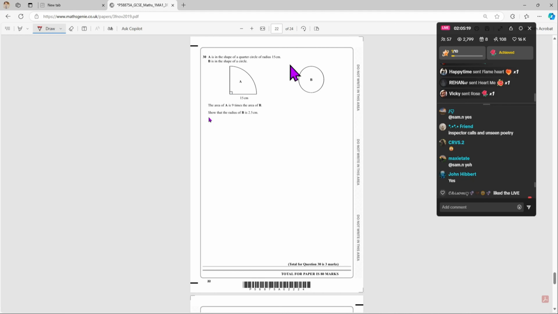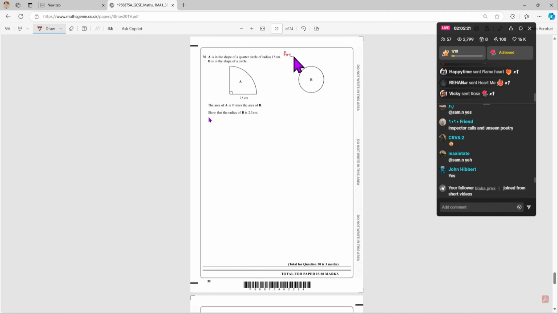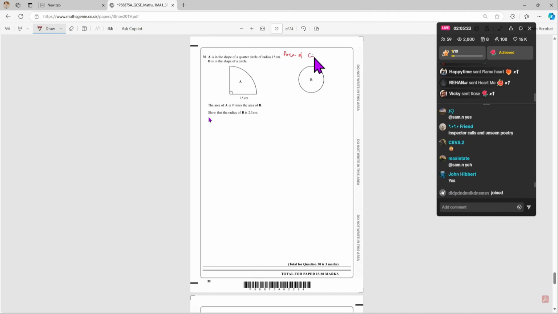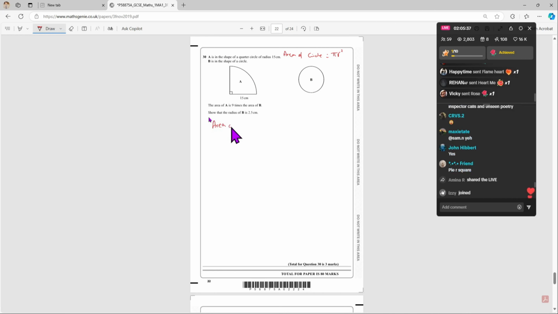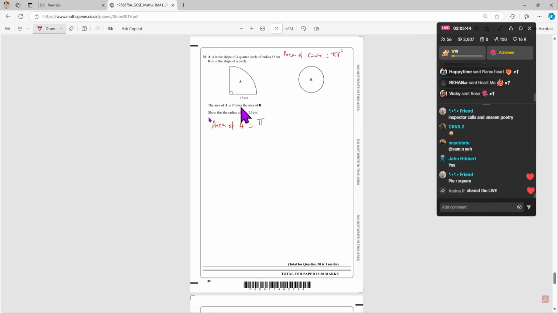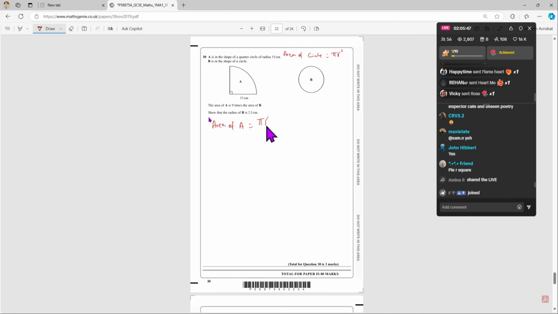So first of all, the area of a circle is equal to pi r squared. That's the area of a circle. Simple. Now this is a quarter circle, so we have to divide it by 4. So the area of shape A is equal to pi, then the radius, which is going to be 15 squared, divided by 4, because this is a quarter circle.